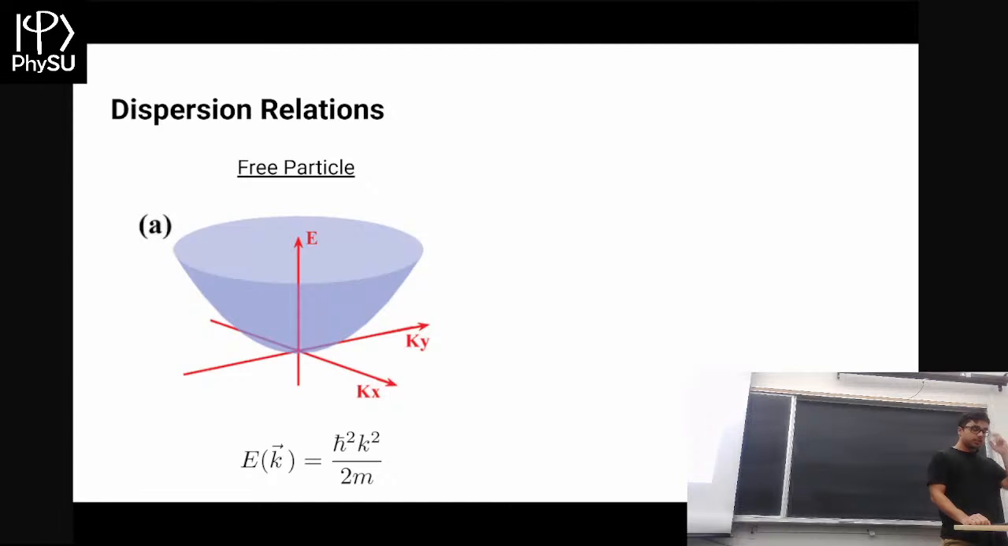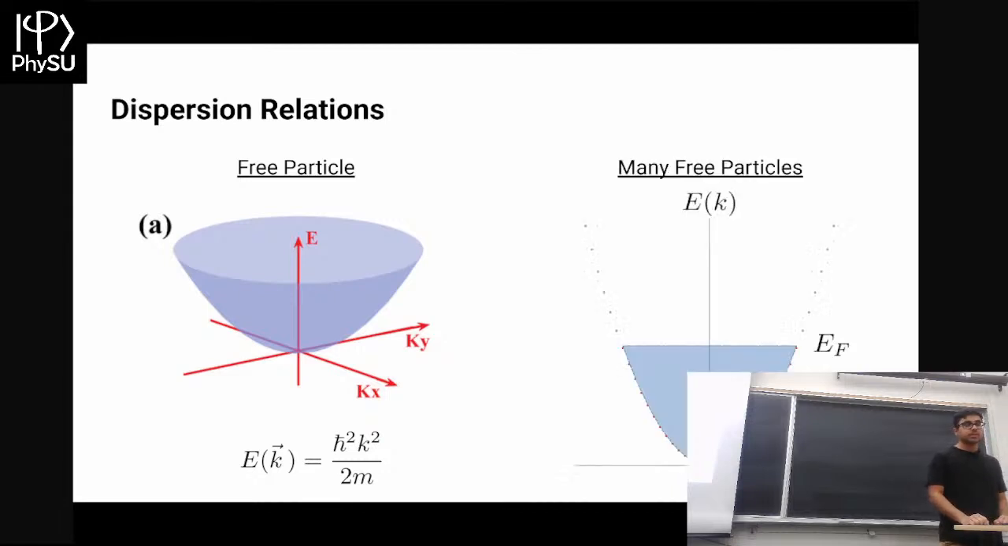So now I want to talk a little bit about dispersion relations. In solid state physics, we call them bands, electronic bands. So if you remember, just for a free particle, if you have a momentum p, the energy is p squared over 2m. So the energy is h bar squared k squared over 2m.